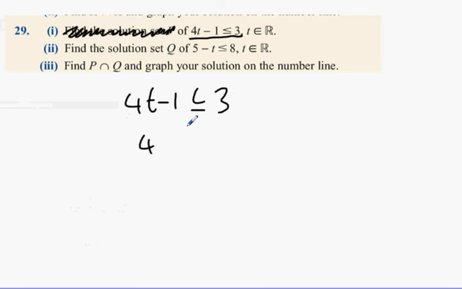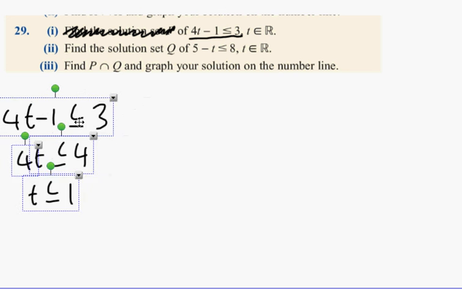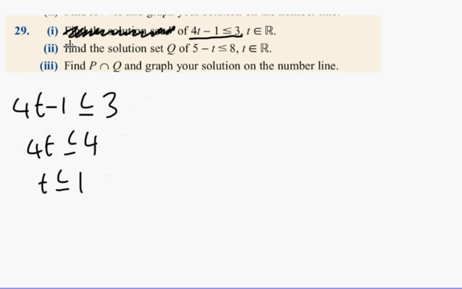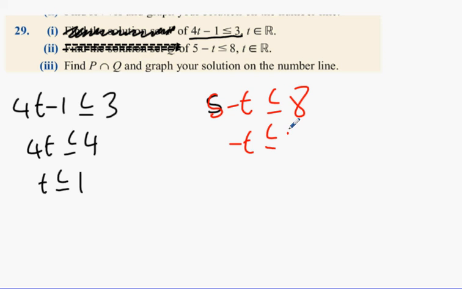Okay, guys. So, 4t less than or equal to 4. T less than or equal to 1. So I just park that off to the side. So once again, Keane, I'm not really looking too much at this stuff here. I'm more looking at what this is here. So once again, 5 minus t less than or equal to 8, minus t less than or equal to 8 minus 5, minus t less than or equal to 3. Not happy with the minus t, so what am I going to do? T greater than or equal to minus 3.